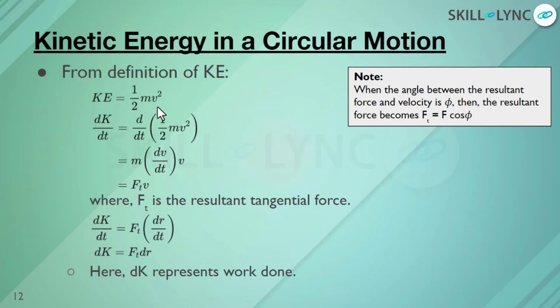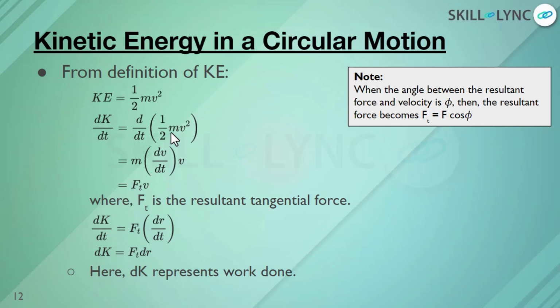From the definition of kinetic energy, we can make out that kinetic energy is equal to half mv square, where the kinetic energy with change of time can be written as dK by dt is equal to d by dt of half mv square. We are keeping time as an aspect of this equation. Thereby, it is written as dK by dt, that is kinetic energy with respect to time.